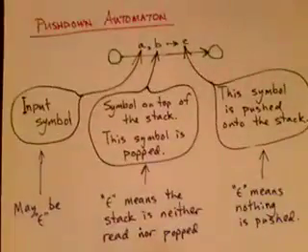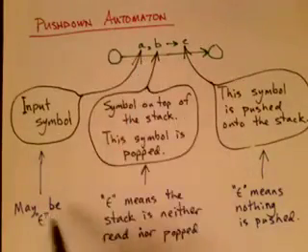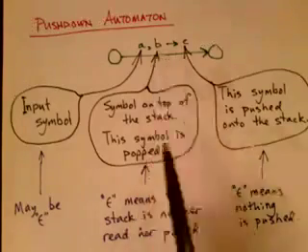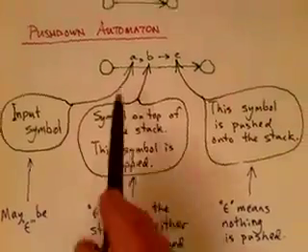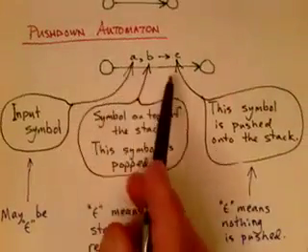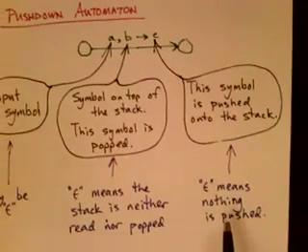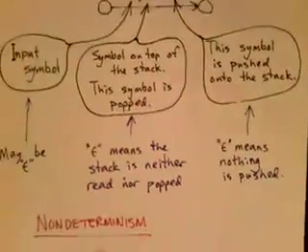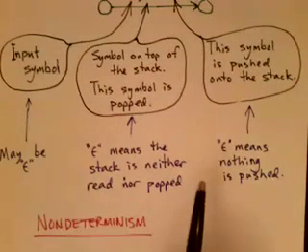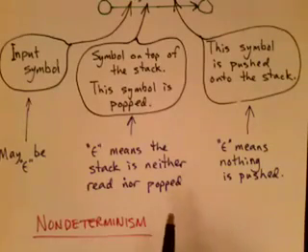So the first symbol can be epsilon, in which case nothing in the input is scanned. In the case of the second symbol, it can be epsilon, and that means that the stack is neither to be read nor to be popped. So the transition can be taken regardless of what's on top of the stack. And in the last symbol, epsilon means that we do not push anything onto the stack when the transition is taken. So notice, with all these epsilons, we have non-determinism. So the machine is non-deterministic in general.